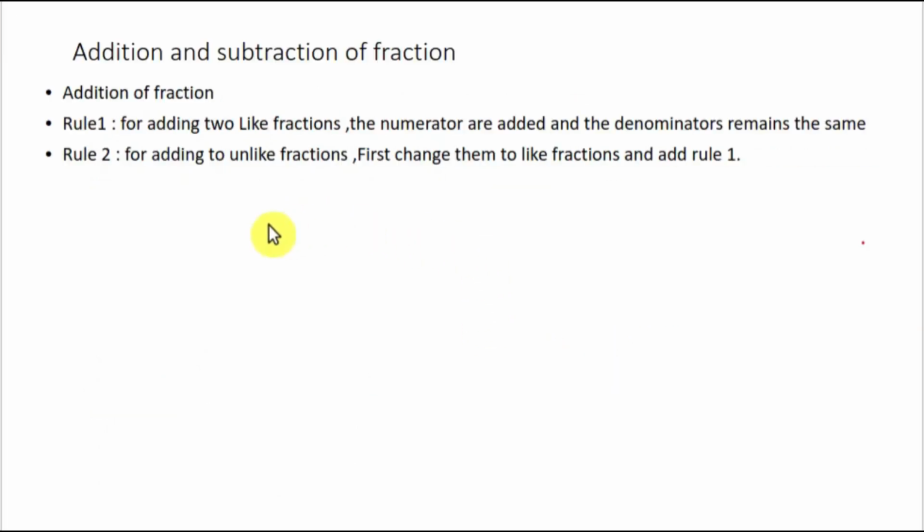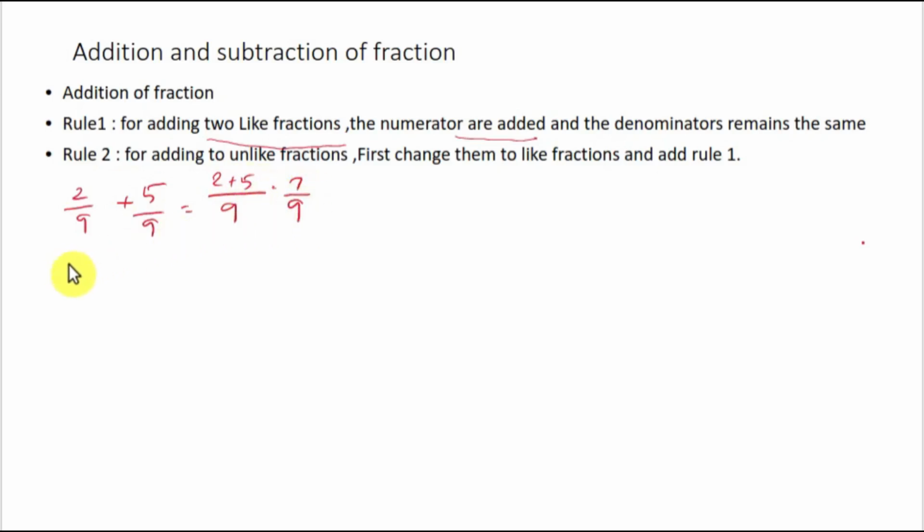Next, coming to addition and subtraction of fractions. Here I have written the two rules. The first rule is for adding two like fractions: the numerators are added and the denominators remain the same. For example, 2 by 9 plus 5 by 9. So the denominator remains the same, 9. We just add the numerators, 2 plus 5. So 7 by 9.